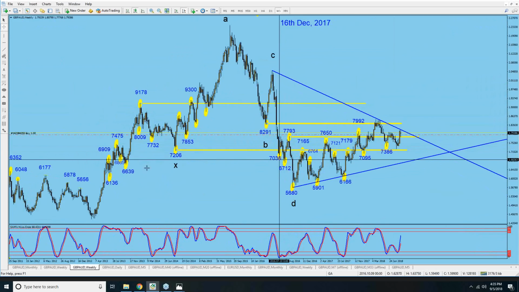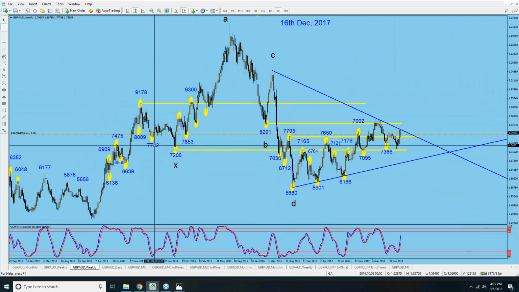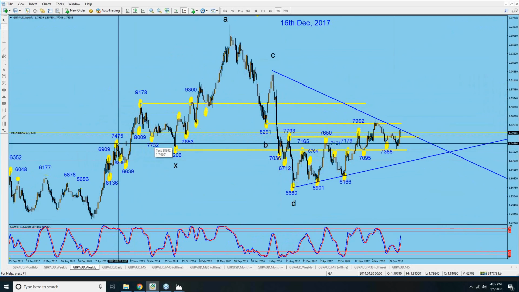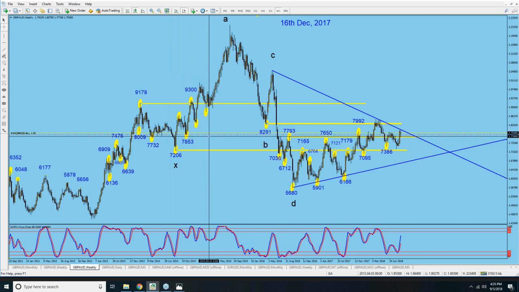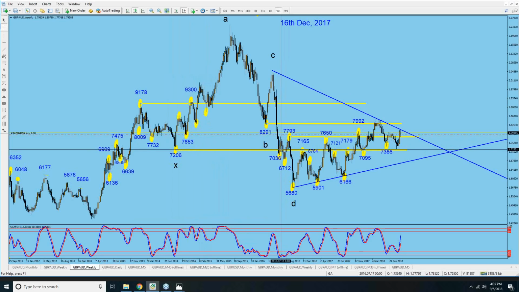76.50. This is 77.32. Where is that number? Anybody know where this number is? 77.79? Maybe this? Oh yeah, okay. See this number, this candle high, 77.79. You have 77.93, right?